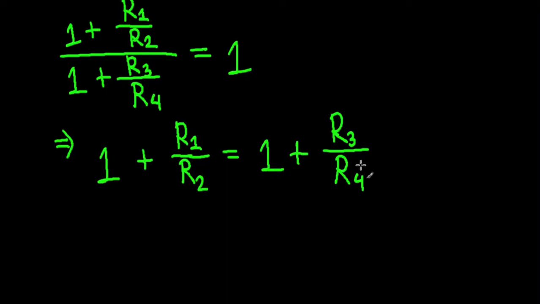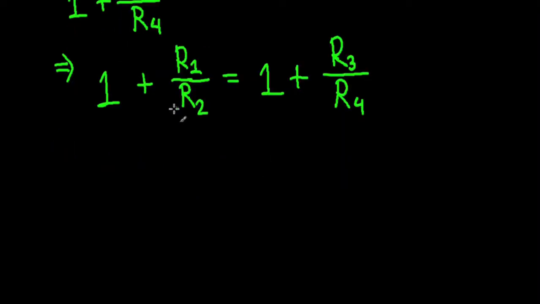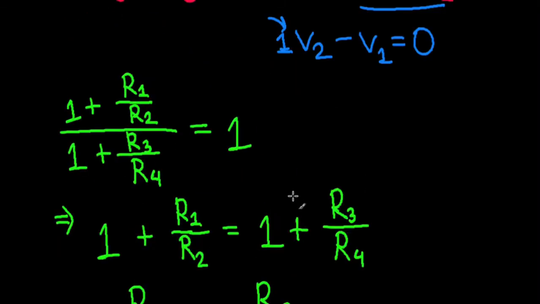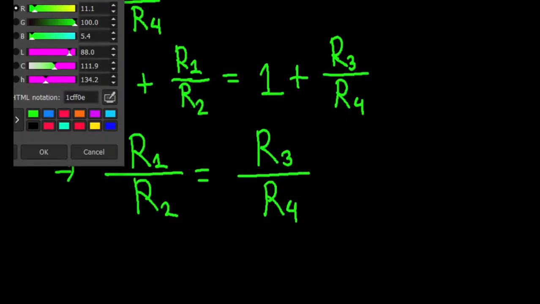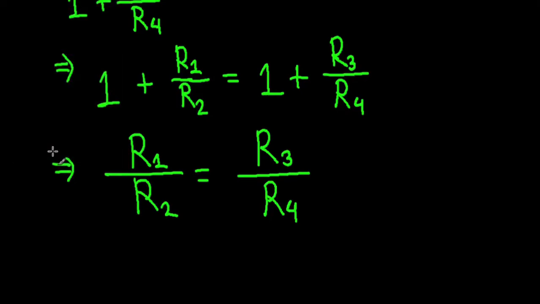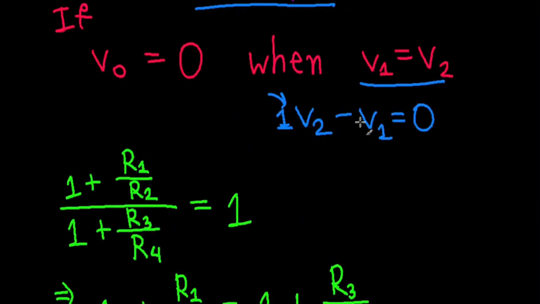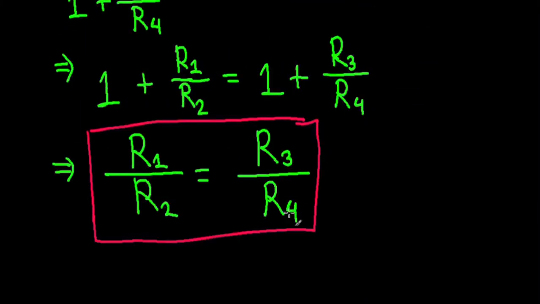The ones cancel out, and what we have is this condition. We need r1 by r2 to be equal to r3 by r4. Okay, so this needs to be true if we need the output to be 0, just disappear, when our two supply voltages or supply signals are equal to each other. All right, that's what we found.